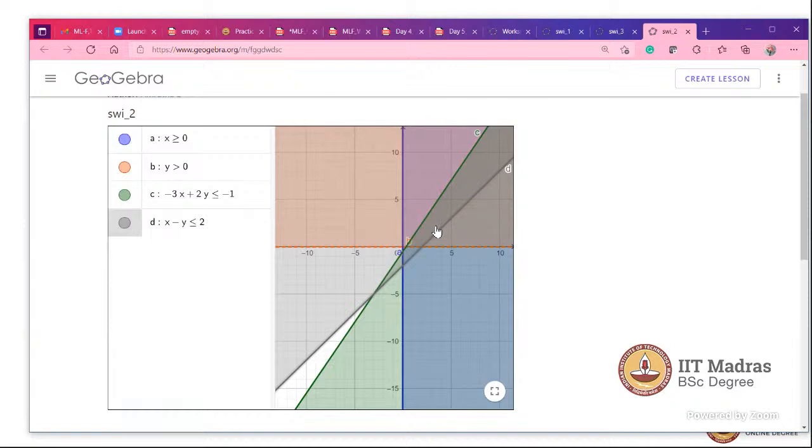Unbounded, because it can go, this is the common region. You can see my arrow here, it can go to infinity. If you have a condition like x plus y or something in this direction, it will be bounded. But since it is x minus y, it can go unbounded.